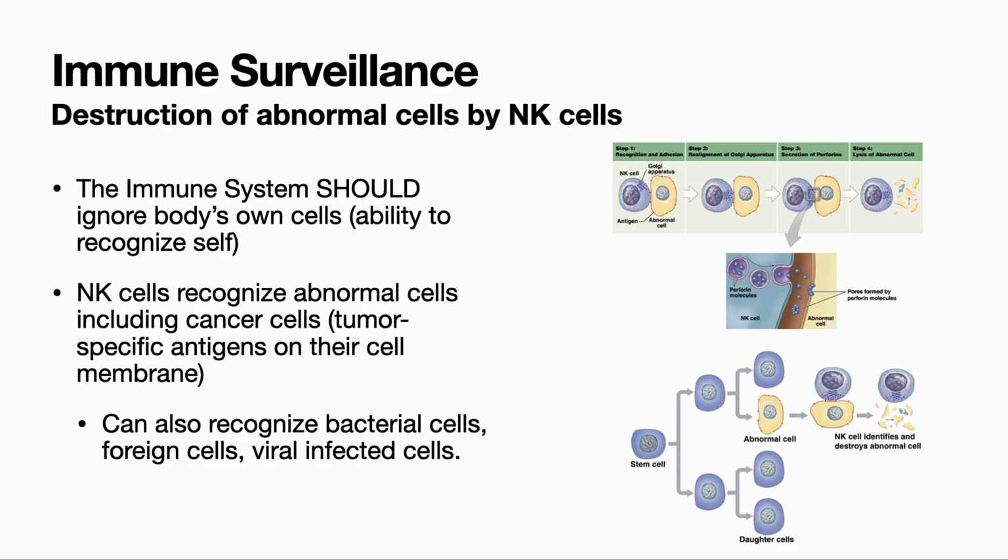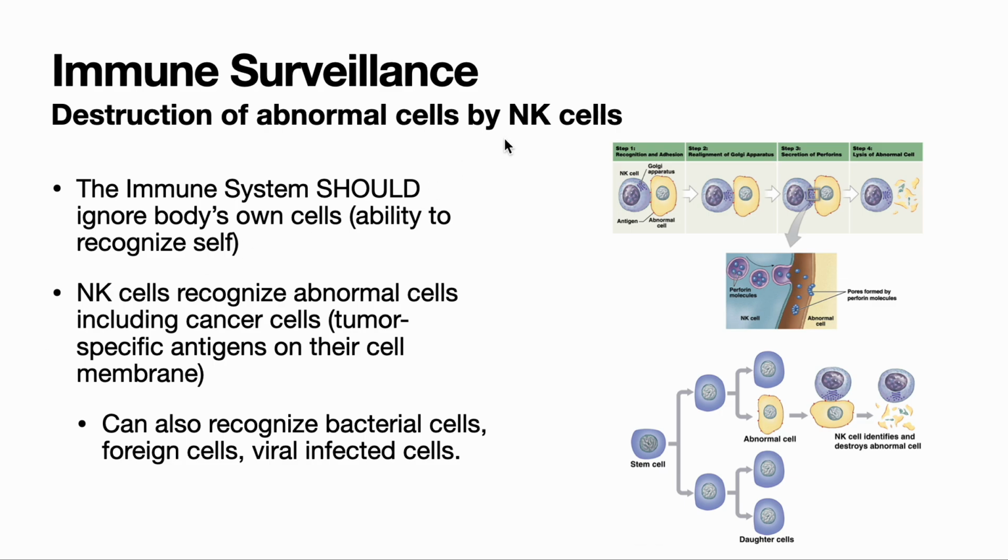Or in the case of cancer cells, they will often display tumor-specific antigens on their cell membrane that the NK cells will recognize. And that's really important because in the case of cancer cells, some of the worst cancers that are the most difficult to treat are the ones that don't cause a tumor-specific antigen to be displayed. So that makes it hard for your NK cells to see them and destroy them, but it also means we don't have a target for medicines to focus on. So it's kind of a double whammy.